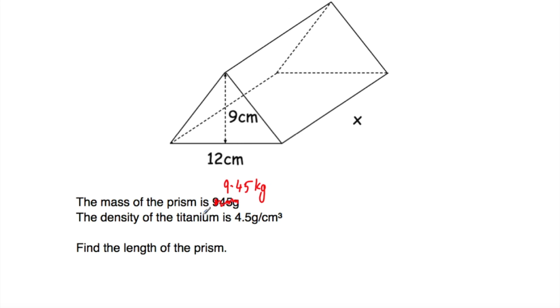And we're told the density of the titanium is 4.5 grams per centimetre cubed. So every single centimetre cubed of titanium has got a mass of 4.5 grams. And we've been asked to find the length of the prism. So we want to find x, the length of the prism.